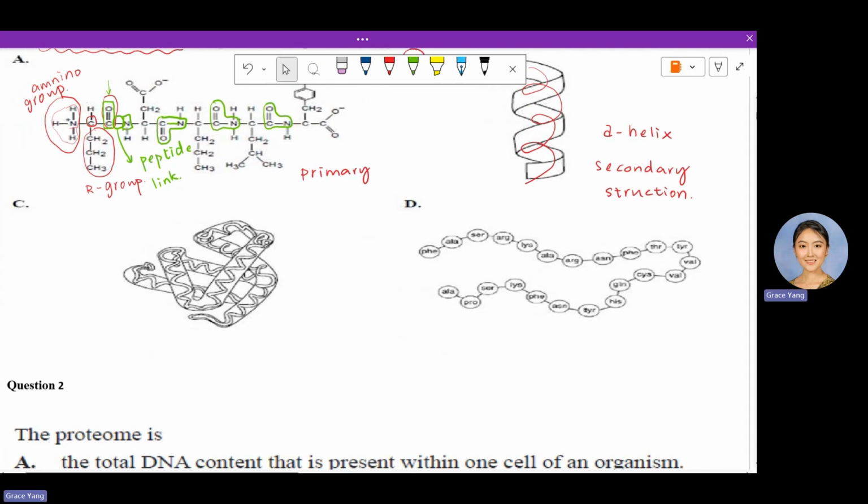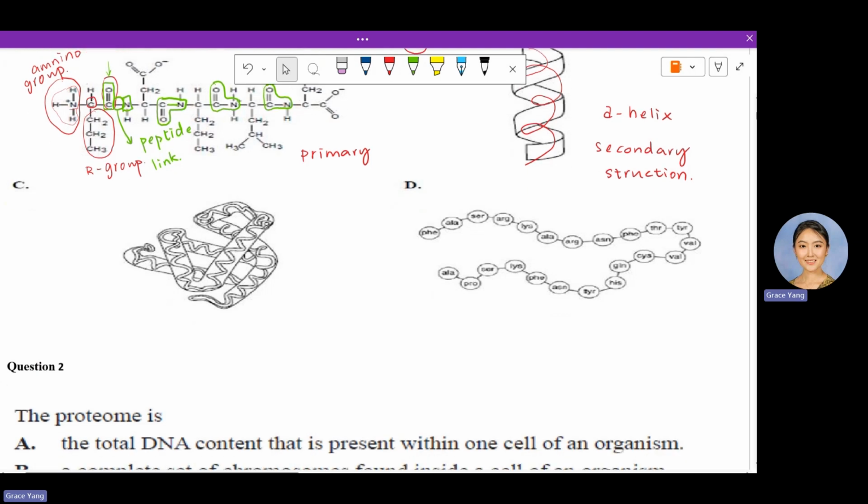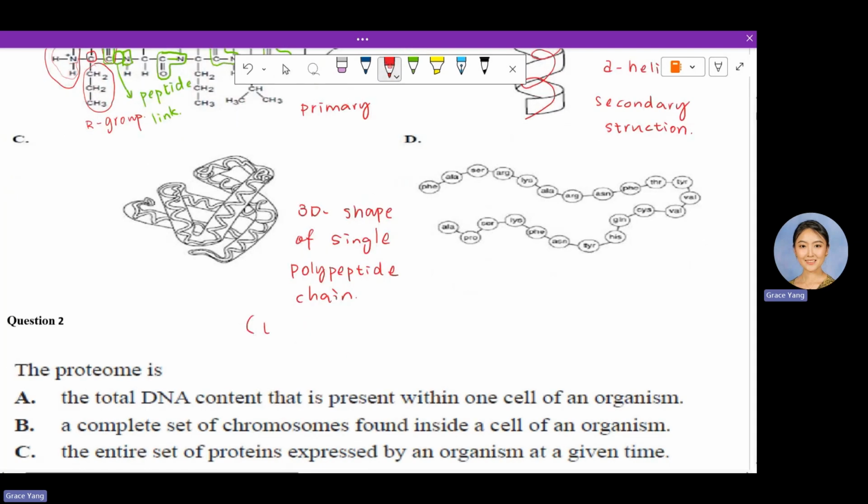Okay, so C is looking like a snake. It looks like a very long chain of polypeptide chain, and it's sort of like folded so that the molecule is 3D. So that, to me, looks like a 3D shape of a single, continuous polypeptide chain. Okay, and that belongs to tertiary structure. So it can't be C.